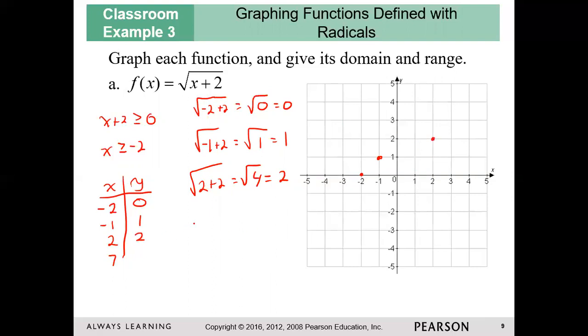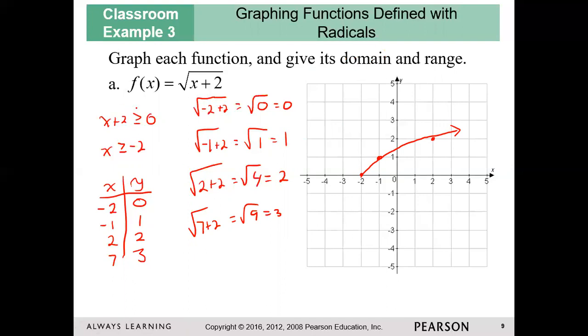So 2, 2. And then again, last but not least, we have the 7 plus 2, which is the square root of 9, and that's 3. So 7, 3 would be the 4th point somewhere over here. All right, so we just connect these together the best that you can, put an arrow right there, and now you have enough to figure out what the domain is.